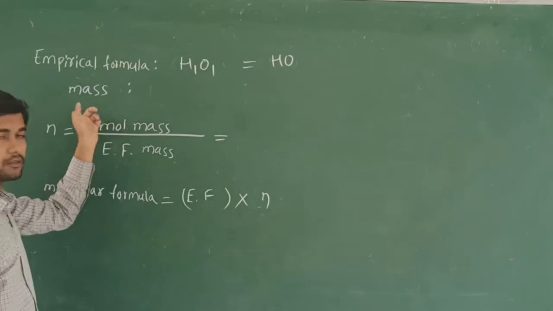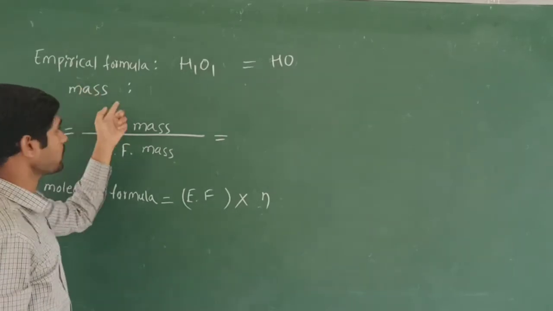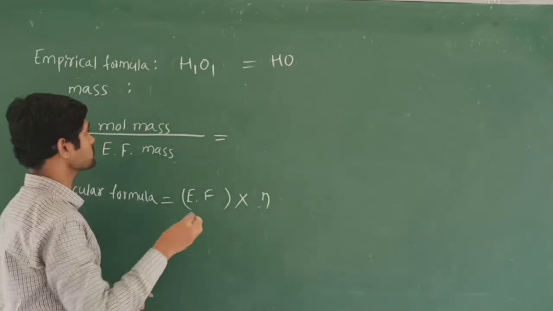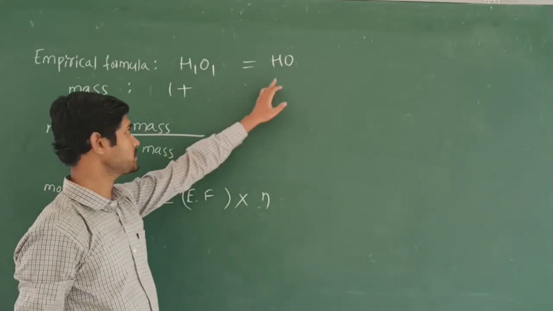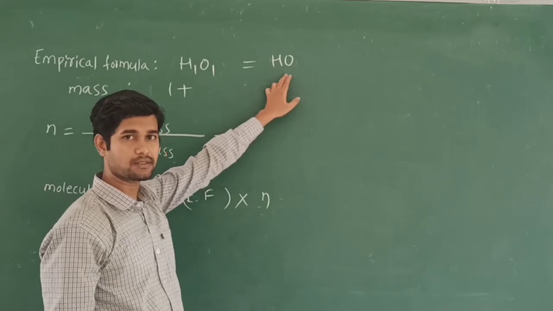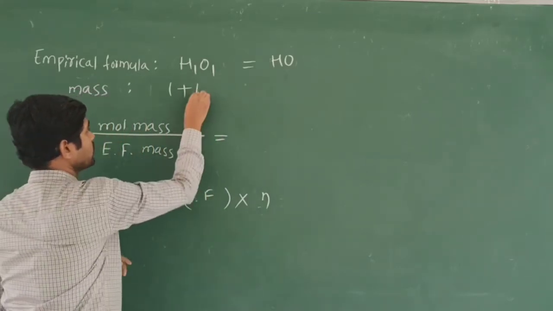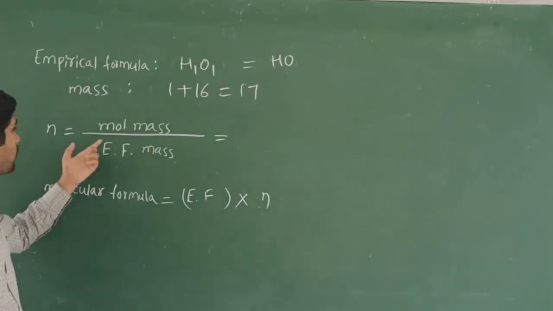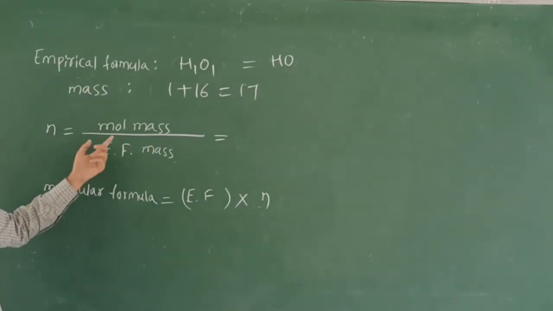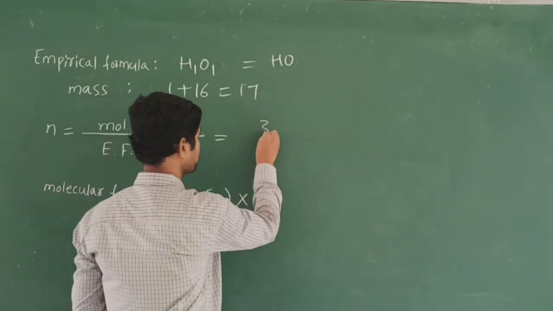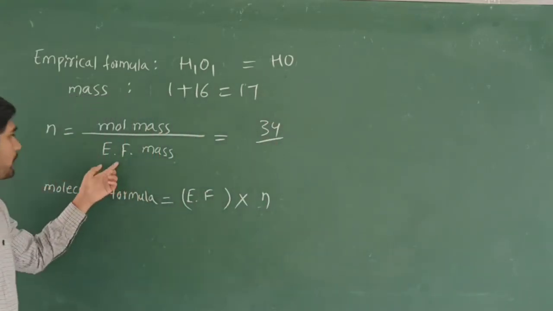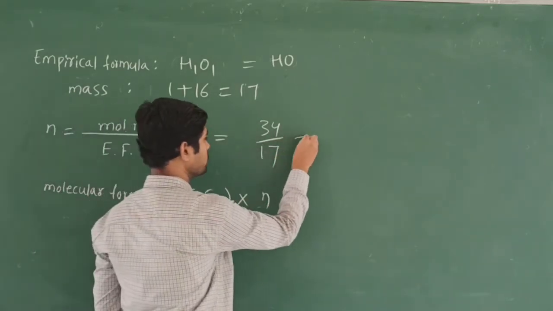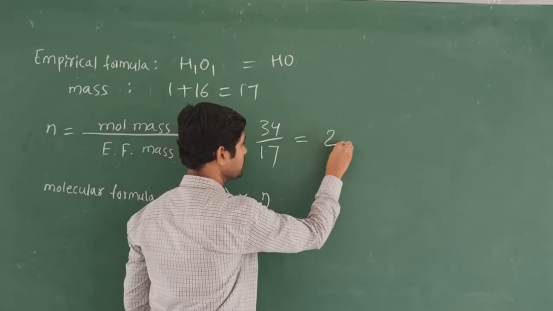Then what is your aim? You should find out the empirical formula mass. Hydrogen has atomic mass 1, plus oxygen is 1 atom, with atomic mass 16. So 1 plus 16 is equal to 17 gram. Then molecular mass divided by empirical formula mass. The molecular mass is given, so 34 gram per mole divided by the empirical formula mass, which we calculated as 17. So 34 divided by 17 is nothing but 2.